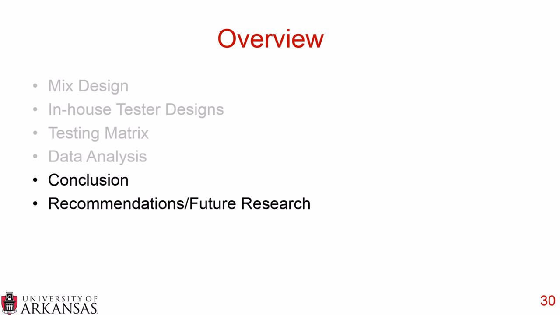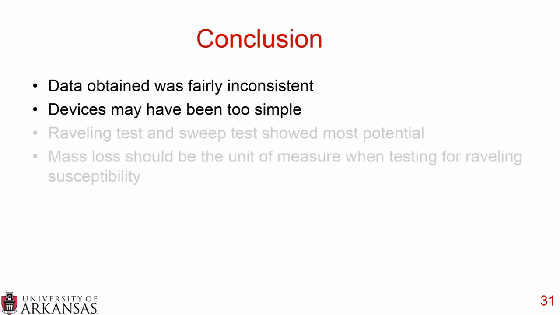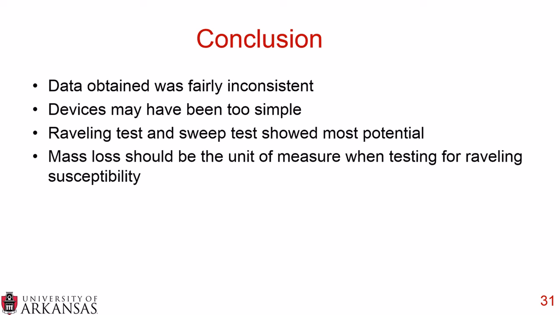From this preliminary research and these initial conclusions, we found that the data that we obtained was fairly inconsistent. We found some good trends, but we had difficulty actually proving they were statistically significant. And we feel that may have come from the devices being a little too simple. We were aiming for inexpensive and easy to build devices, and we may have swung too far in that direction. However, from this initial data, we did feel that the raveling test and the sweep test showed the most potential. So we feel that there could be some areas that we could move forward in those two tests, perhaps with a little higher quality equipment and a larger experimental matrix.